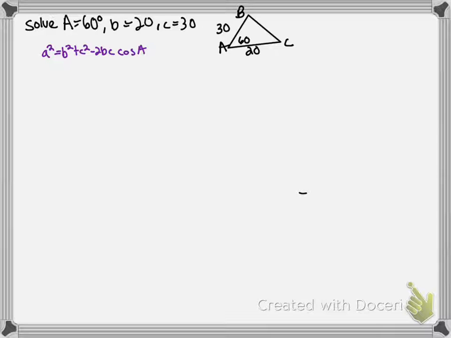A squared equals B squared, 20, plus C squared, 30, minus 2 times 20 times 30 cosine of 60. Again, that's one we know, so yay us. So over here, we end up with 400 plus 900, and all of this together gives me 600. So I get a total of 700 here. Double check my math.